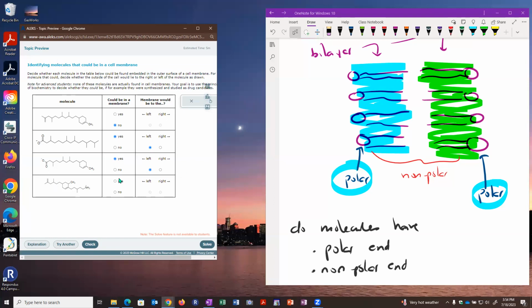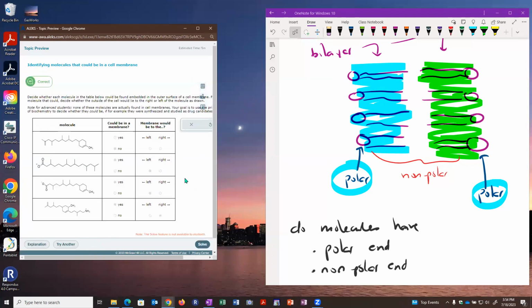The rest of it is non-polar. Yes, because the polar region is on the right, it can then embed on this side of the membrane. So the membrane is going to be on the right side. So as you go through these options, that's what you want to look for, right?